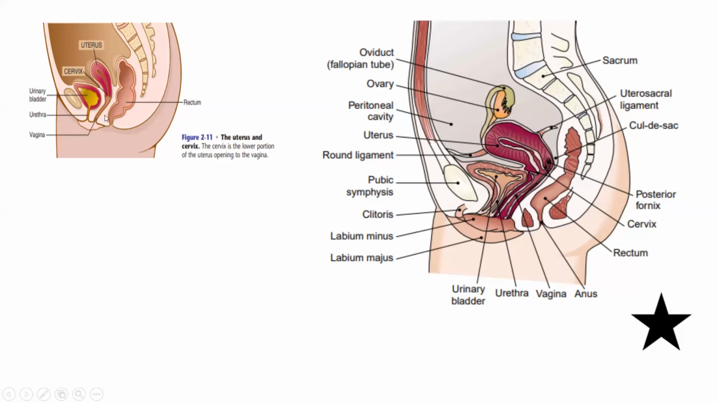Of course, in the male body, this opening will not be there. So we will have the urinary opening, the urethra, and the anal opening. So this is how we recognize it in a sagittal section.